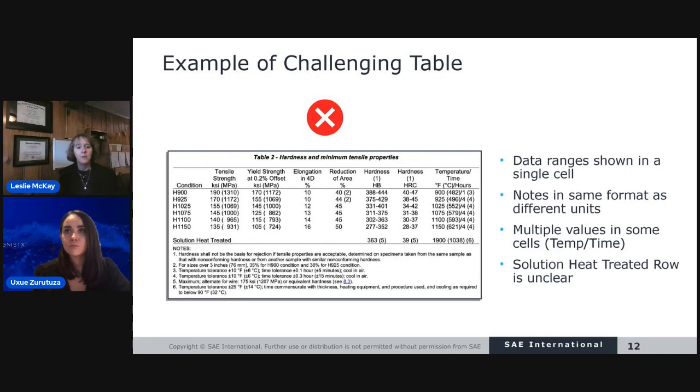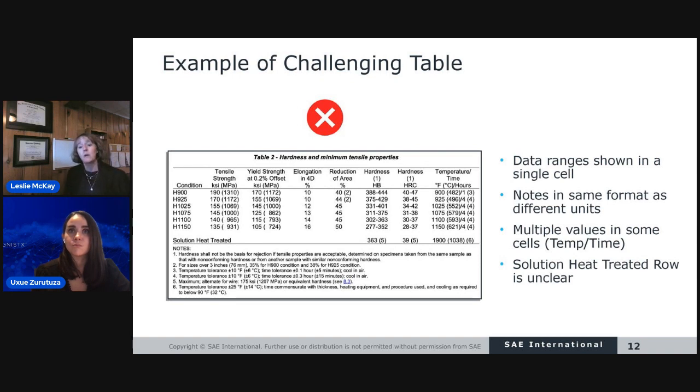Another challenge with this table is you've got this last row that's solution heat treated, which is totally different from all the rows above it. It doesn't have data values in all the columns. When it does have data values in the columns, they're very different from the ones above it. There's not a range for hardness of HB. There's not a range for hardness of HRC when there is above. And you don't have all the data values for temperature and time. So it would be best to split that out because as a machine it would be even more unclear how to interpret that last row since it's so different from the rows above it.